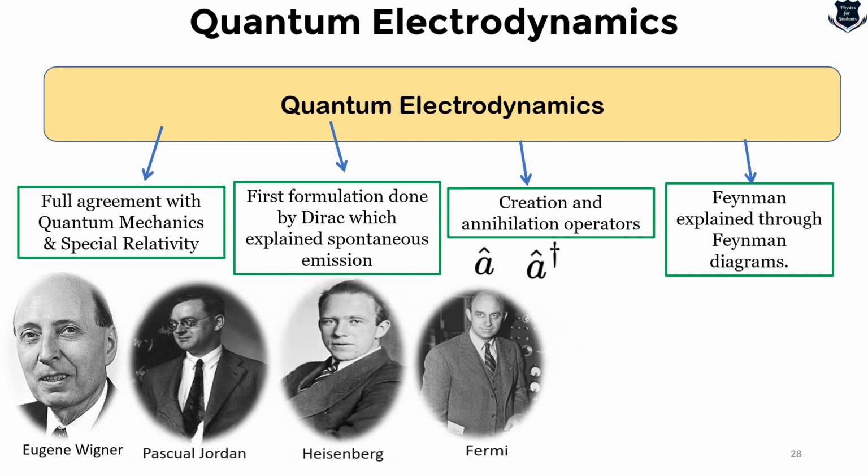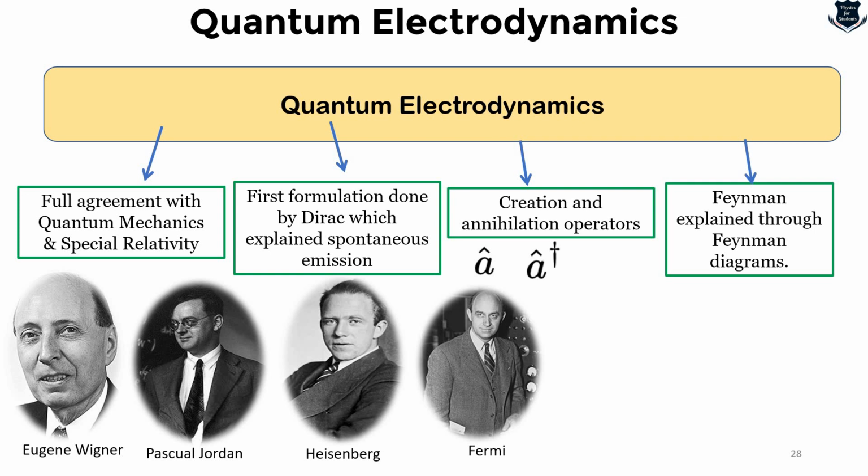Eugene Wigner, Pascual Jordan, Heisenberg and Enrico Fermi contributed widely to the further development of quantum electrodynamics, and it was given a more robust mathematical structure. This was another unification between quantum mechanics and the special theory of relativity. But let us remember that we are still keeping one thing quite unnoticed, that is Einstein's gravity. Can it be united with another theory?